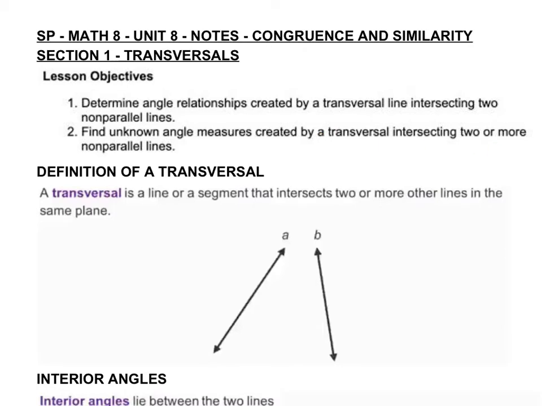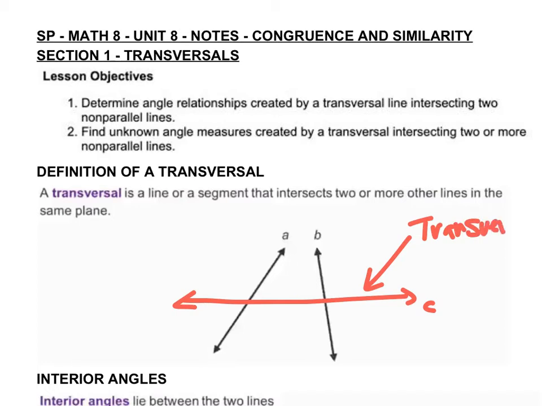So the definition of a transversal, okay, a transversal is a line or segment that intersects two or more other lines in the same plane. So if I have two lines here, line A and line B, if I draw in another line, we'll call this line C, this is a transversal. Okay, and the reason why it's a transversal is because this line intersects two other lines, all right?